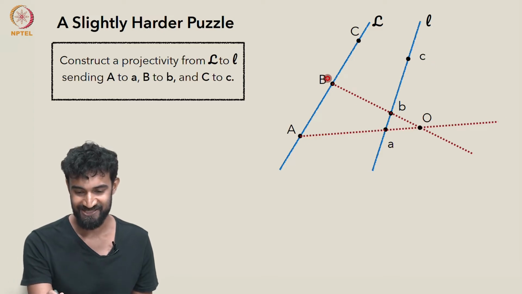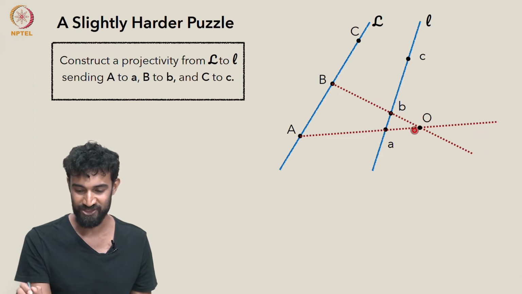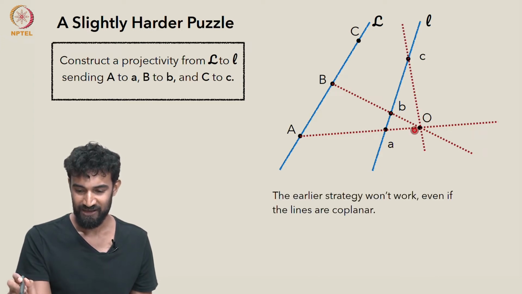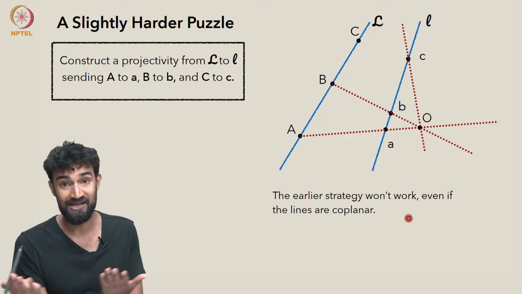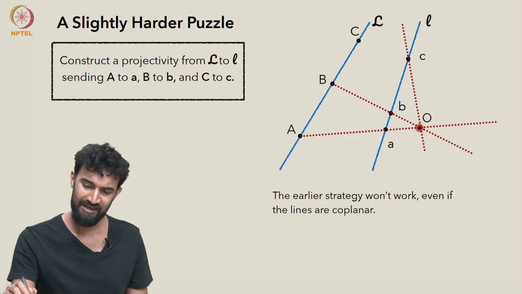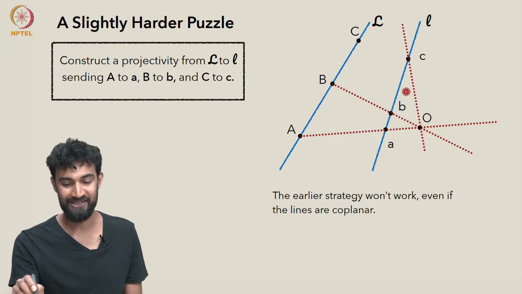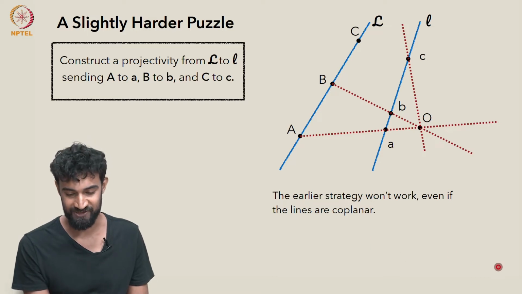Remember last time we just connected A and B and used this point O? Well, unfortunately, that strategy won't work, even if the lines are coplanar. We're going to have to do something more clever, because OC may not intersect c. It's very unlikely that it's going to intersect c. So we're going to have to try something different this time.